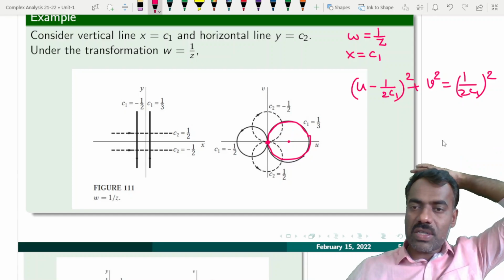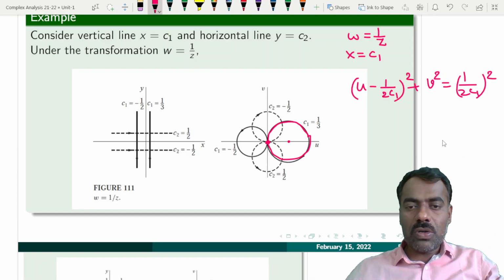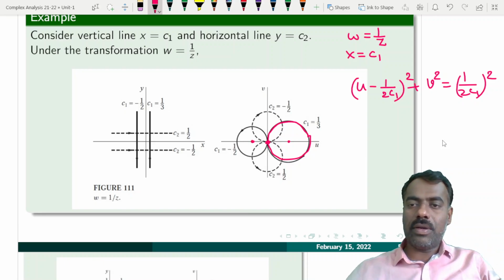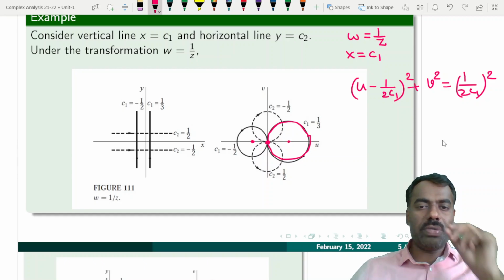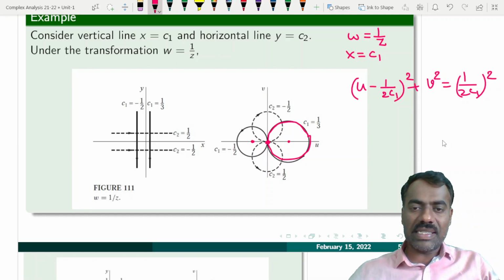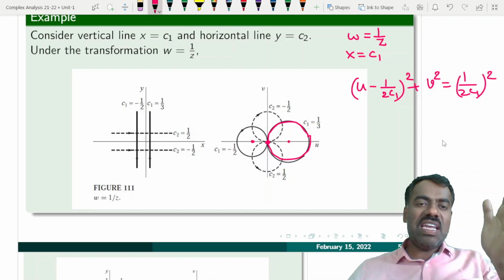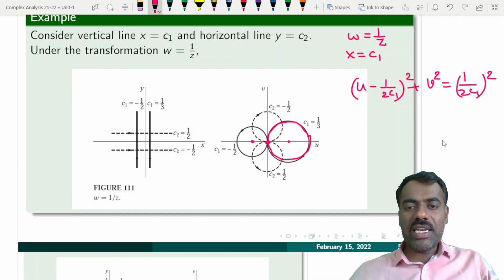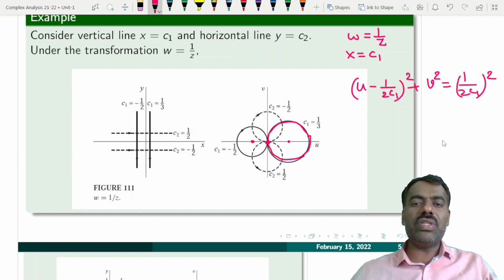Similarly, if you take c1 is equal to minus half, then on the left-hand side you will have the center at 1 by 2c1. So for any line x is equal to c1, if c1 is greater than 0, it will be on this side, passing through the origin. If c1 is less than 0, then it will be on the left-hand side, again passing through the origin, right?